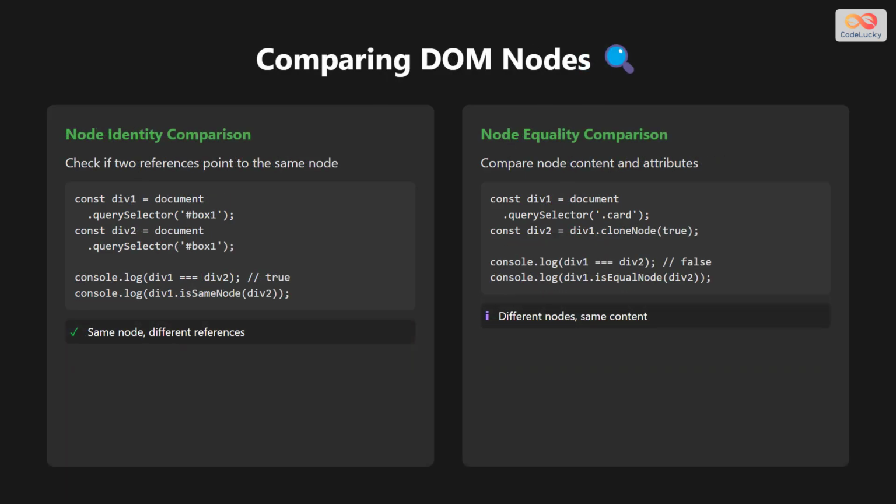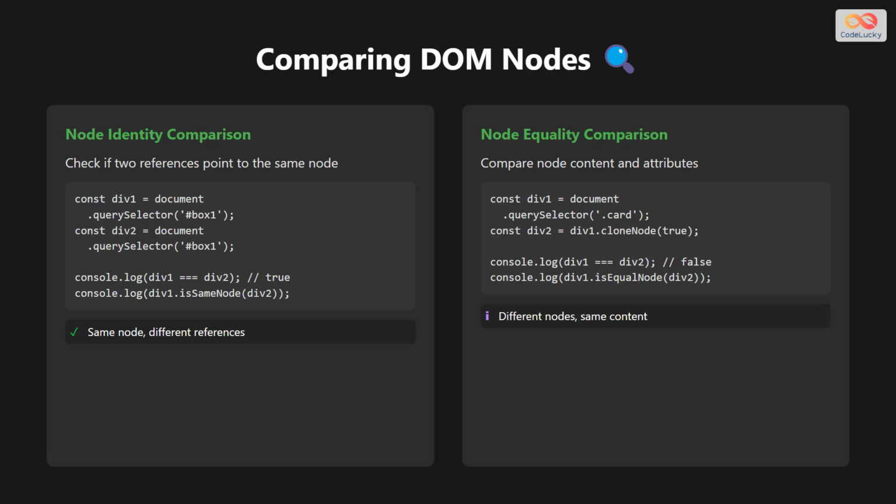Comparing DOM nodes is a common task when manipulating the document. There are two ways to compare nodes. First is node identity comparison. This checks if two references point to the exact same node in memory. This can be done with the triple equals operator or by using the isSameNode method. The result will be true only if the references point to the same node.